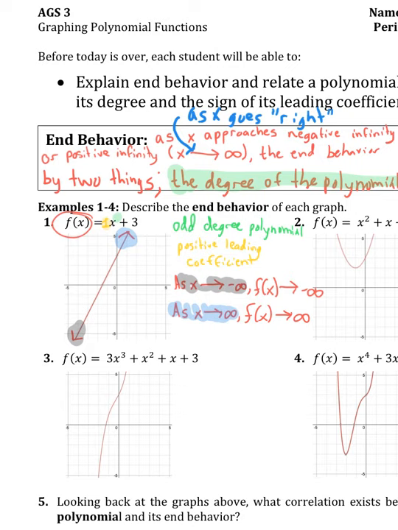All right. And again, what it's really saying here is as x goes left, y goes down. That's what end behavior is telling us, just the direction that these functions are going. As x goes to the left, y goes down. As x goes to the right, y goes up. That's what we're trying to focus on today.